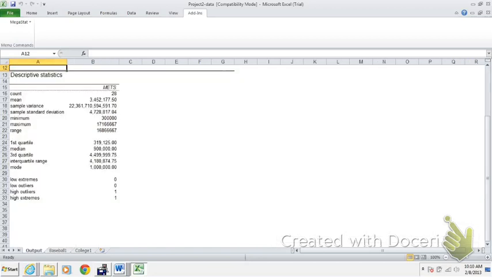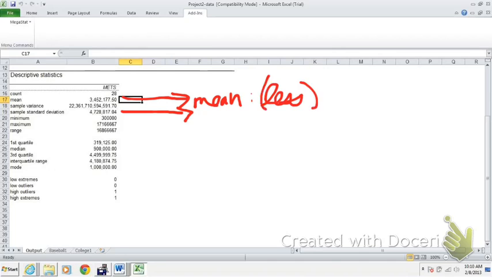Aha. Now I'm just going to write on here. Notice that the mean for the Mets was less, right? 3 million some. Notice that the standard deviation was also less. So note to self, the mean was less than the Red Sox, and the standard deviation was also less. Again, we're retrieving important information directly from Excel. Now let's go back to the actual project.